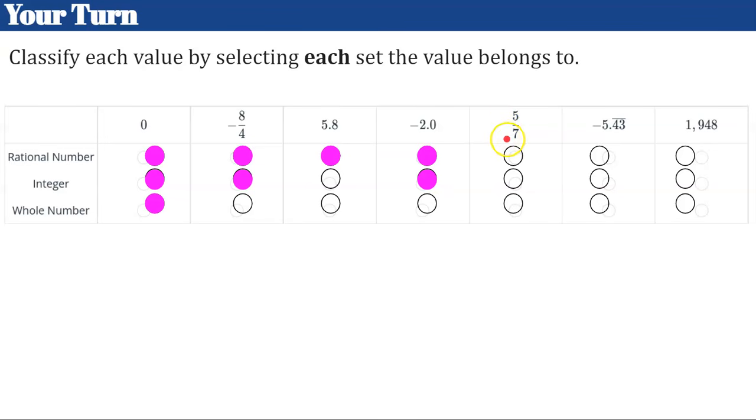Our next value is 5/7. This is 5 divided by 7. So I have two integers being divided, making it a rational number. It's in simplest form. Then our next value is negative 5.43 repeating. So I have a repeating decimal and it's negative, so it's only going to be rational. And our last value, 1,948. This is going to be a whole number. It's also an integer, and it's also a rational number.